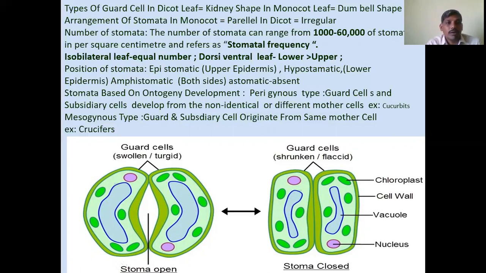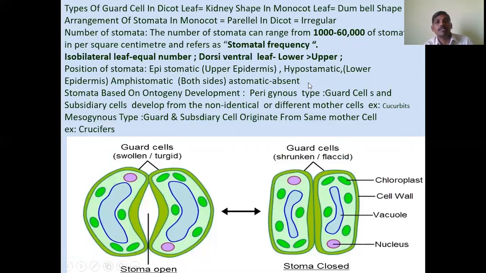For example, the position of the stomata. If the stomata are found in the upper epidermis only, that is known as epistomatic. If the stomata are found in both epidermises, the lower epidermis as well as the upper epidermis, that is known as amphistomatic. If stomata are restricted to only the lower epidermis, that is known as hypostomatic. If stomata are absent in the leaves, that is astomatic.